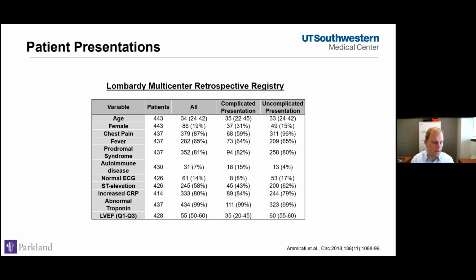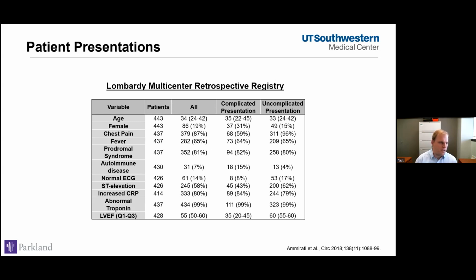Now, if you look at probably one of the largest registries looking back at acute presentations of myocarditis, the Lombardi study out of Italy really encompasses probably the largest cohort, around 400, 450 patients or so. And at least for their observation, they divided patients into complicated and uncomplicated presentations, which ultimately tends to be useful, as I'll touch on in the next slide here.